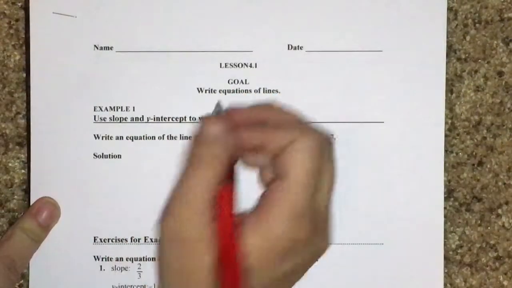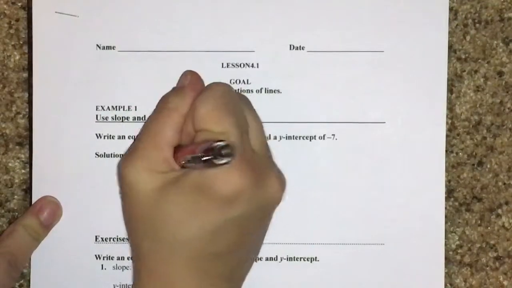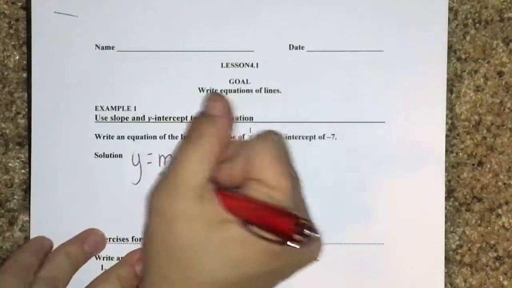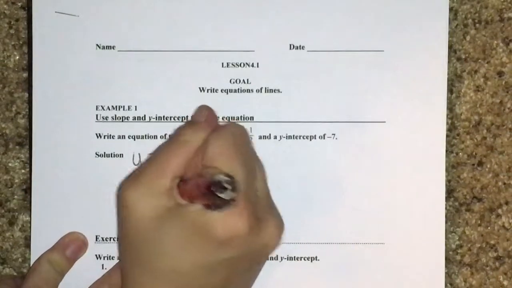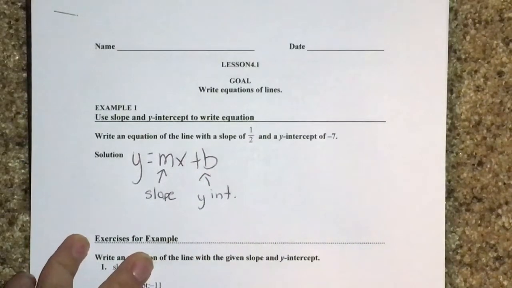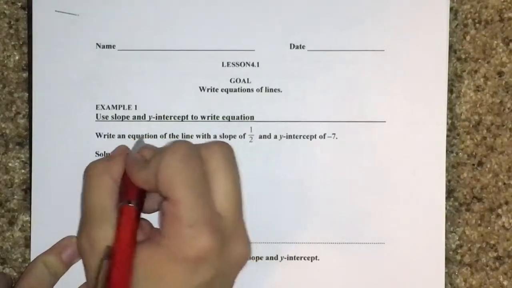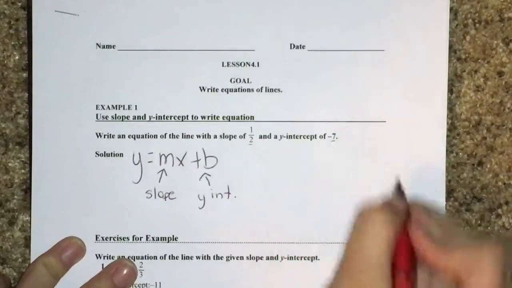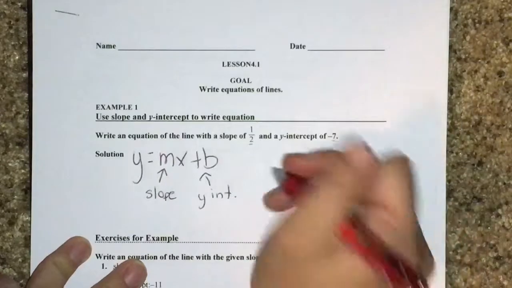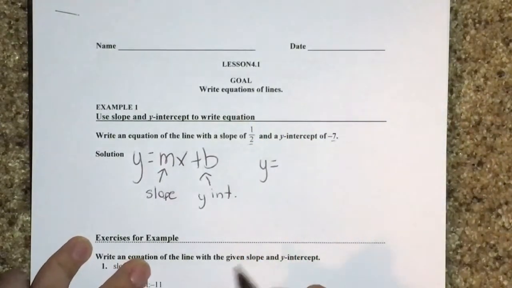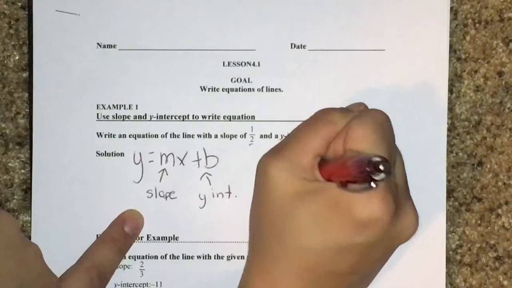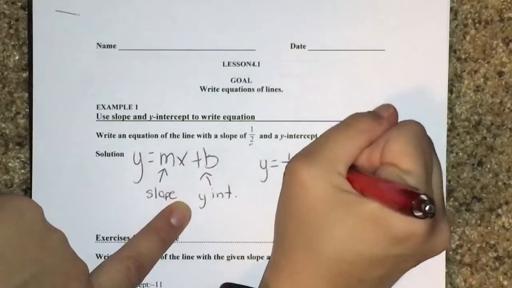In order to write a linear equation, we like to write it in slope-intercept form, which, if you remember from last chapter, is y equals mx plus b, where m is the slope and b is the y-intercept. If they say write an equation of the line with a slope of 1/2 and a y-intercept of -4, it should be really easy, because all you need is the slope and the y-intercept, and they give it to you. So y is equal to my slope, 1/2, x, and my y-intercept, -4.